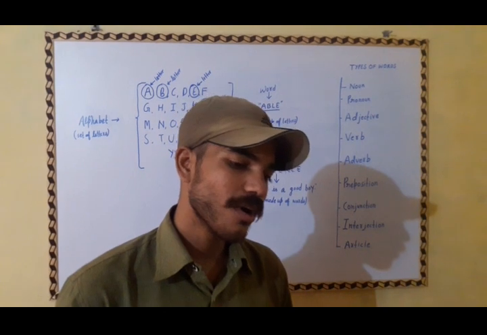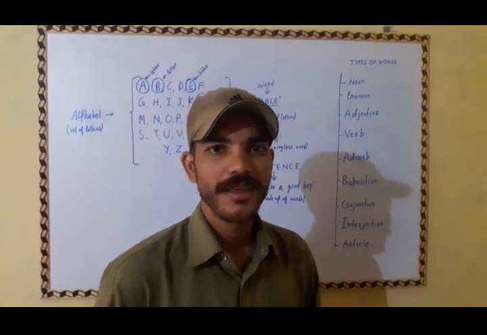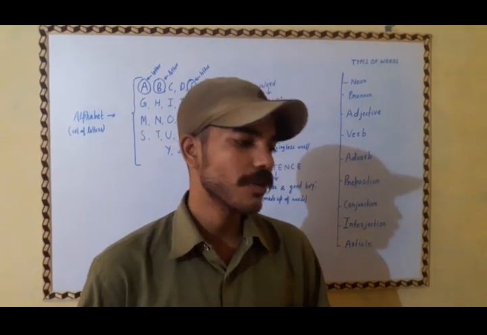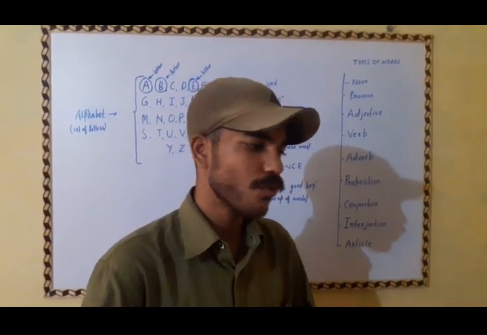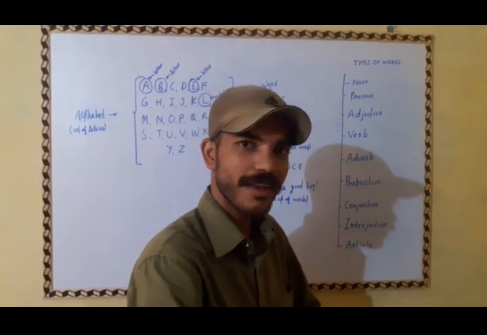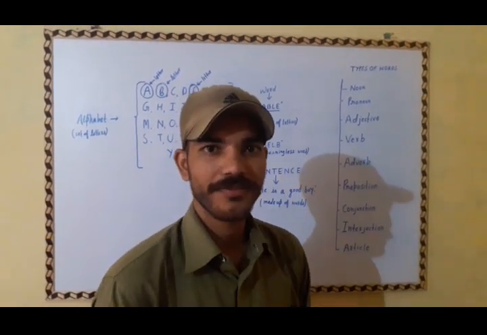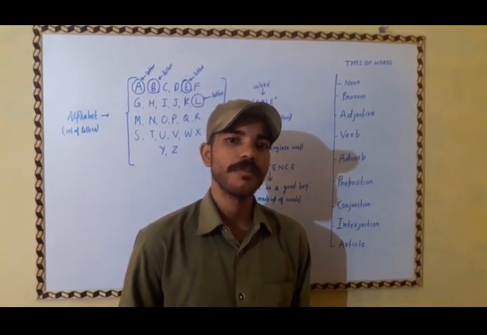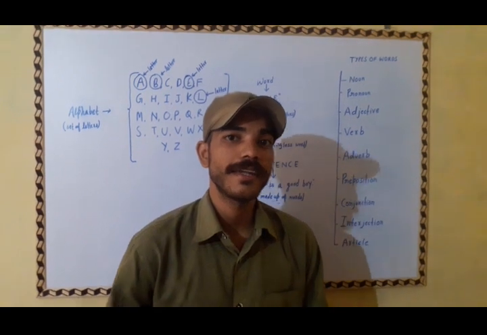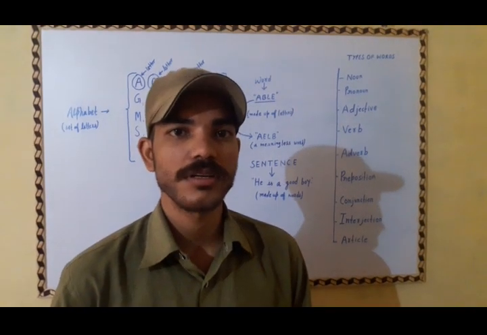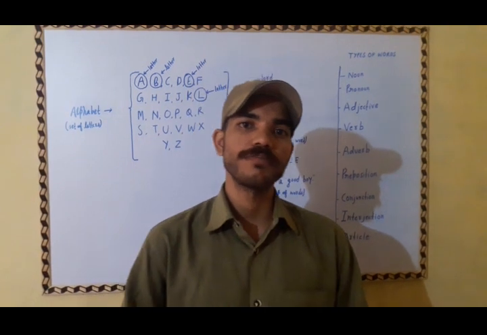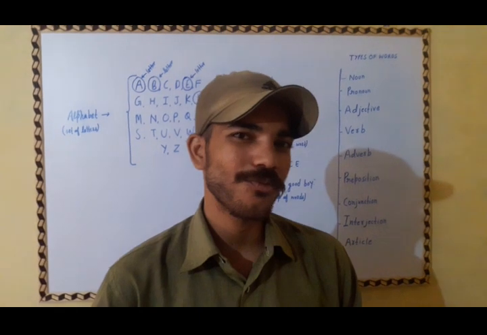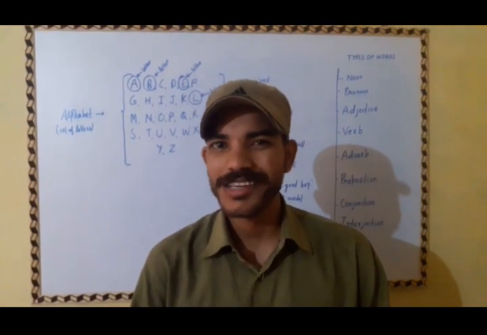For example, let me take the word play. The word play is bound to belong to any one of those 9 parts. So all the words that are there in an English dictionary can be divided into 9 types, 9 parts. And those types and those parts are referred to as types of words, parts of speech.